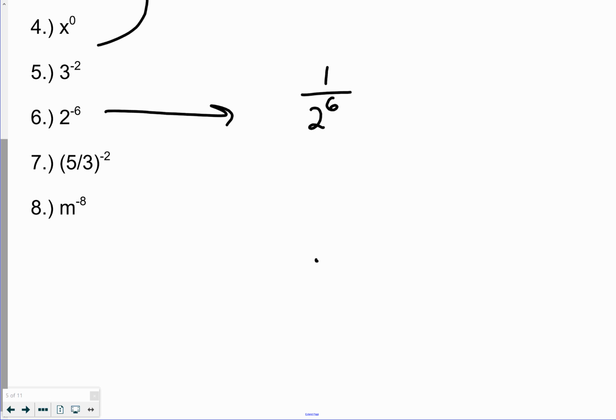Now this might be a little tough if you don't know your powers. Do you know what 2 to the 1st power is? It's 2. What's 2 squared? What's 2 cubed? 8, right? As you multiply by another 2. What's 2 to the 4th power? 16. 2 to the 5th power? 2 to the 6th power? Very good. So it's 1 over 64.